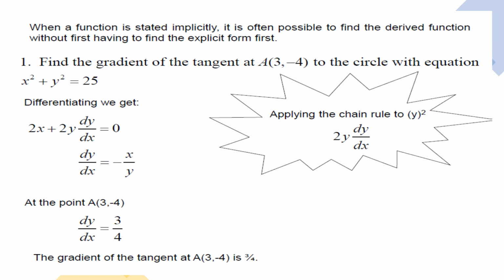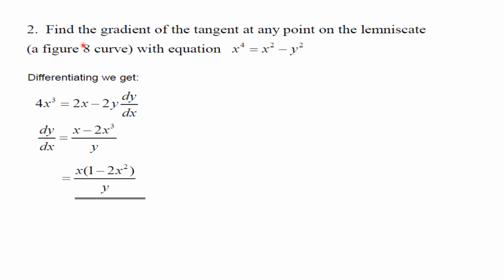Now we'll look at the next example. Find the gradient of the tangent at any point on a lemniscate. A lemniscate is a figure 8 curve, with the equation as stated here. In order to find it, we need to differentiate each component of the equation individually. So we look into them one by one.